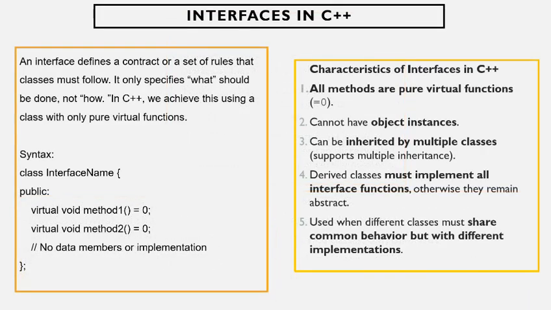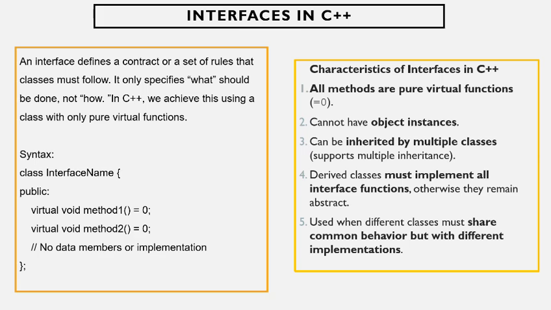Interface. An interface defines a contract or a set of rules that classes must follow. What it means is that it specifies what should be done, not how it should be done. In C++, we achieve this using a class with only pure virtual functions. The syntax for this is given here.